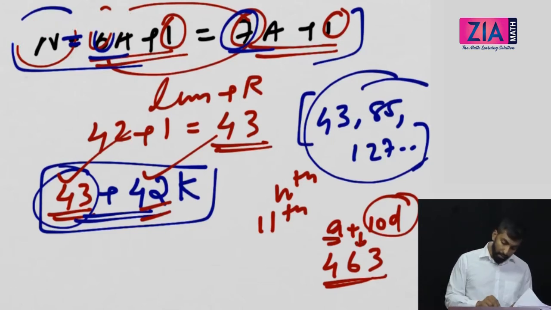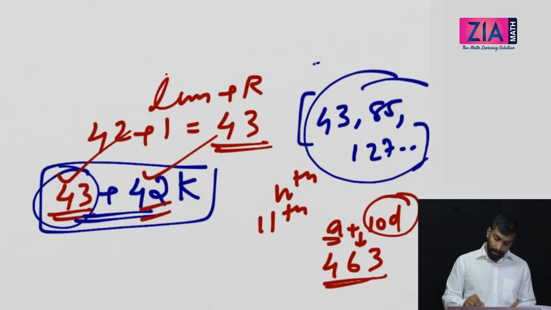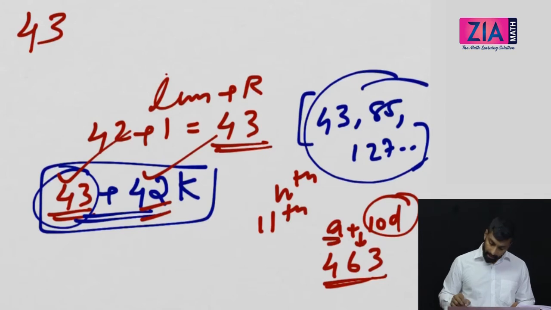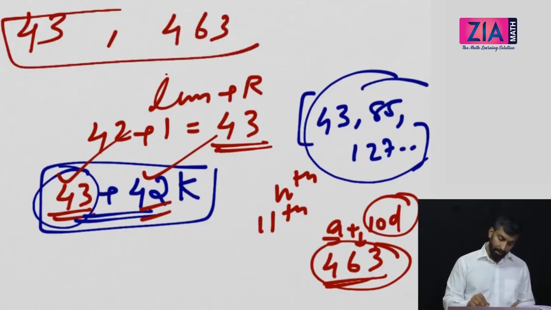So if I ask you how many such terms are there within a range of 500, so 1 to 500, how many such terms are there? Now you know already the first term is 43. Within 500, you know 463 is the 11th term. If you need to find the 12th term, you need to add 42 again, then it becomes 500 plus. So you understood that 463 is your last term.